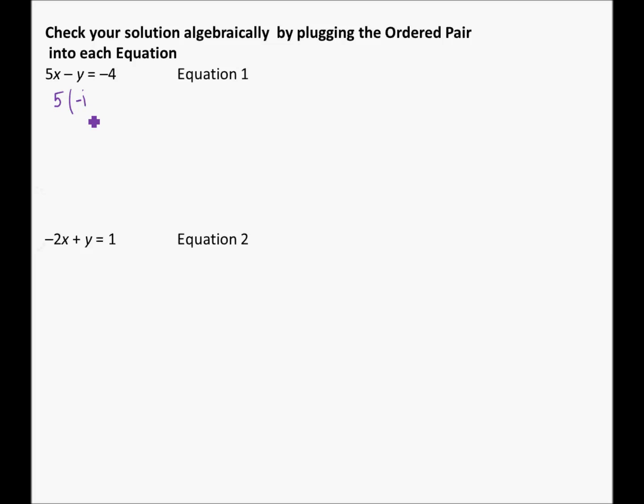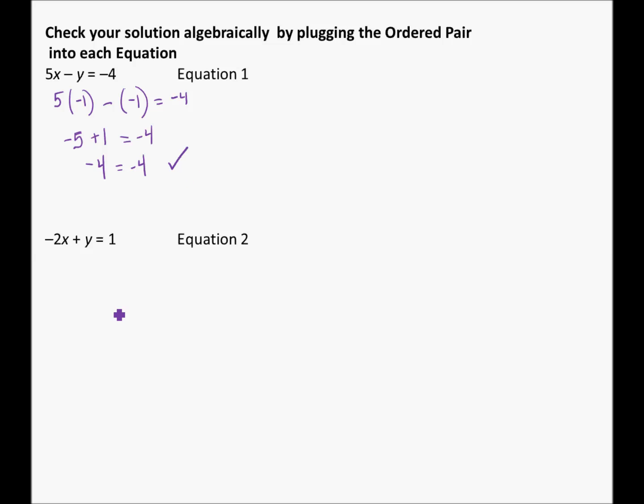5 times -1 minus -1 equals -4. Well, I know a positive times a negative is a negative, and I know 5 times -1 is -5. Now I have -5 minus -1, so that's two negatives. I can essentially distribute that in and say I have -5 plus 1 equals -4. -5 plus 1, so I'm starting at -5, I'm going one space to the right, I end up at -4. And look, -4 equals -4.